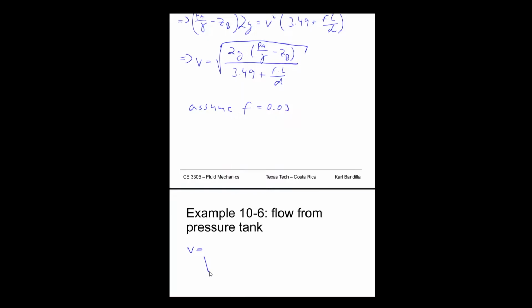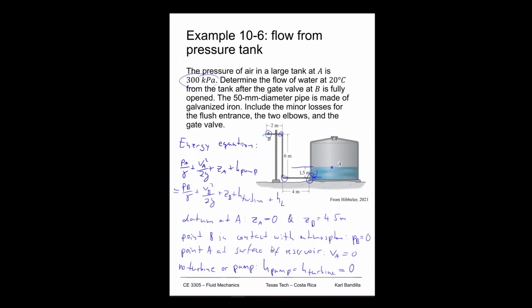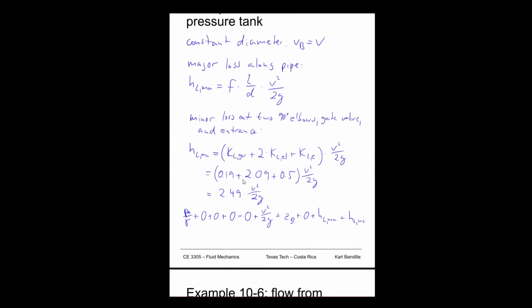So what does that mean for our thing here? So we have 2 times g, which means 2 times 9.81 meters per second squared, times the pressure. Let's see what we had. We had 300 kilopascals.